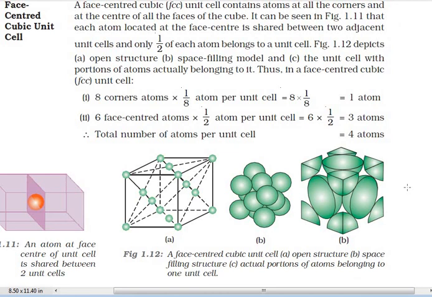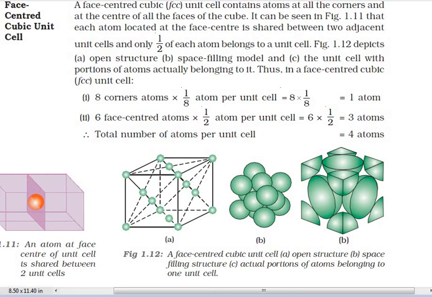Now coming back to the next and the last type of cubic unit cell, as you can see on your screen, the face-centered cubic unit cell. Now this is something very interesting. A face-centered cubic unit cell contains atoms at all the corners and at the center of all the faces of the cube. Now you can just imagine a room or a classroom where you are sitting.